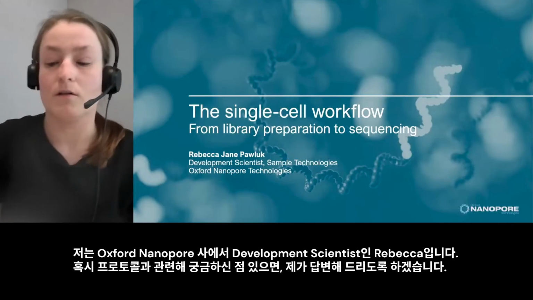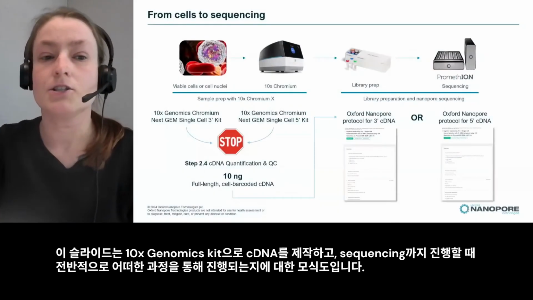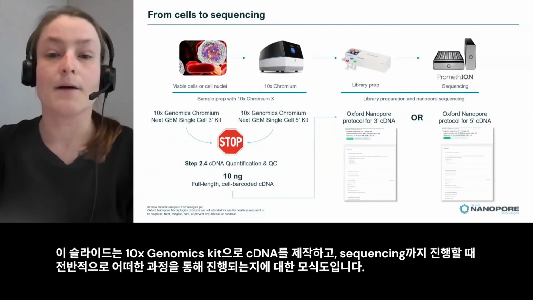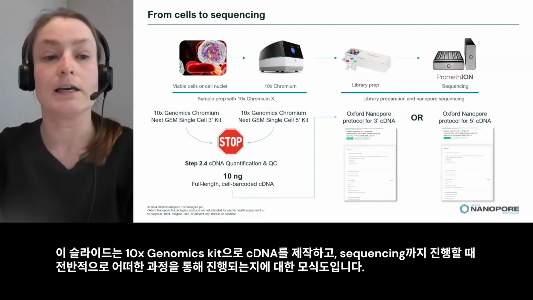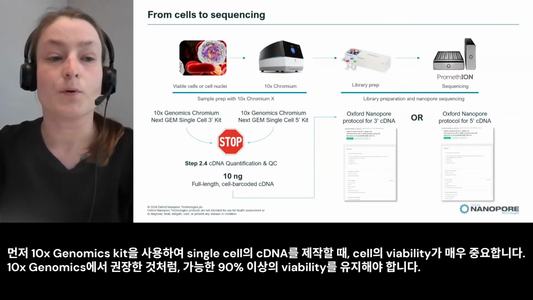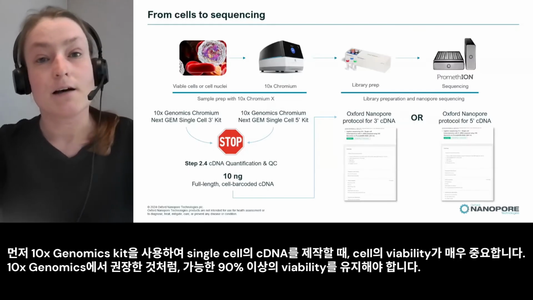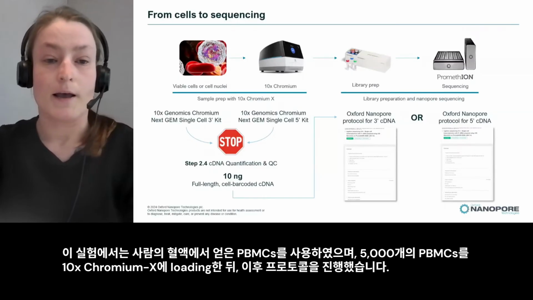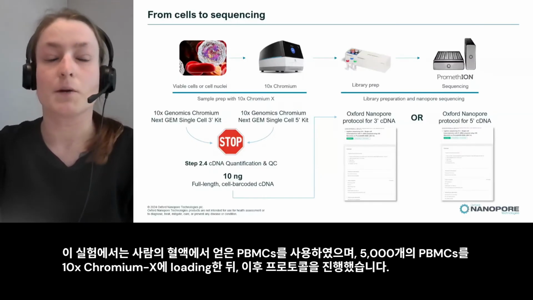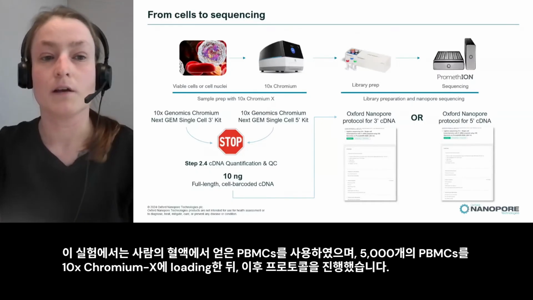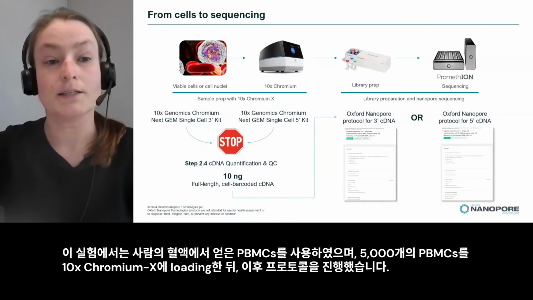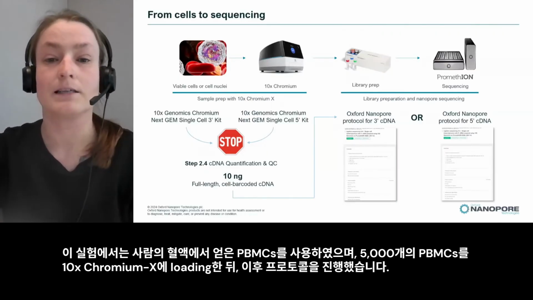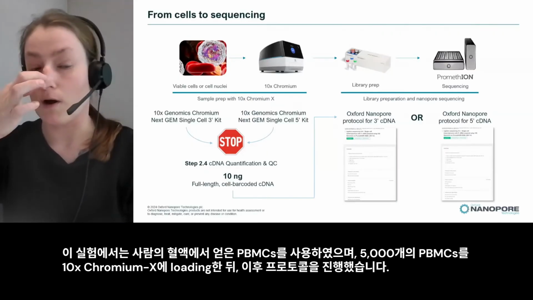and I will be able to answer any questions you have on our protocols. So this is just an overview of what you might expect if you were running the 10x all the way through to sequencing with ONT. Firstly, it's very important that you have viable cells. We want these to be preferably above 90% viable, and that's what 10x themselves recommend. In our case, this was PBMCs from human blood that we put 5,000 into the 10x Chromium X, and then we moved on through our protocols.